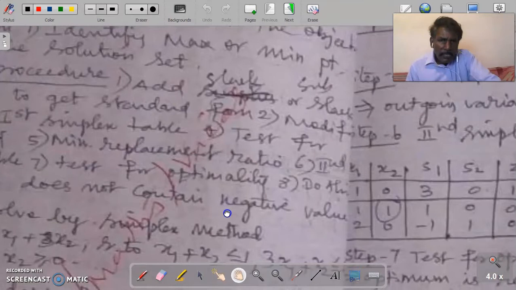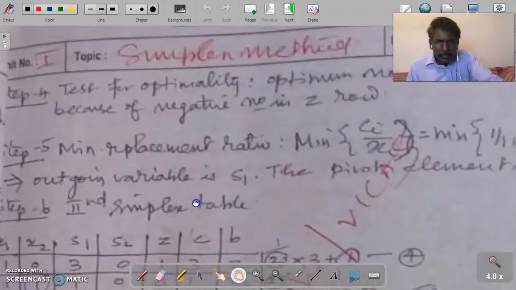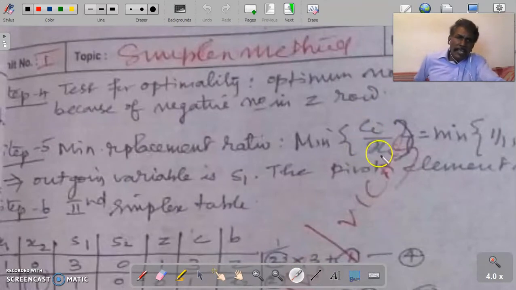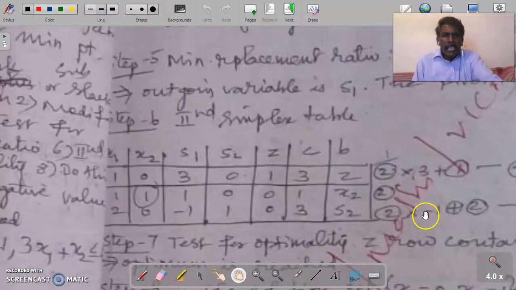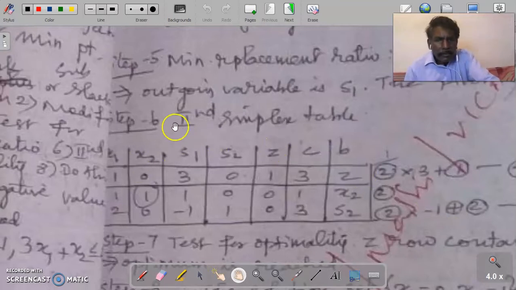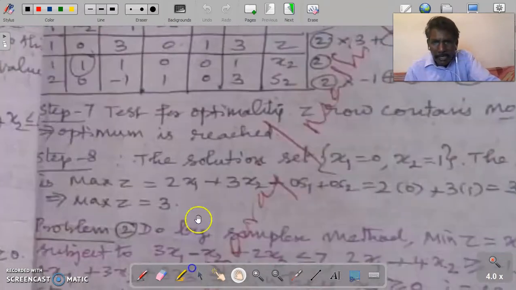Then the minimum replacement ratio. What is the minimum replacement ratio? Now look at this. This is the formula for the minimum replacement ratio: Ci by xi. Before that, we have to find out the incoming variable. The incoming variable is the maximum negative number. The maximum negative number, minus 3, is the incoming variable.